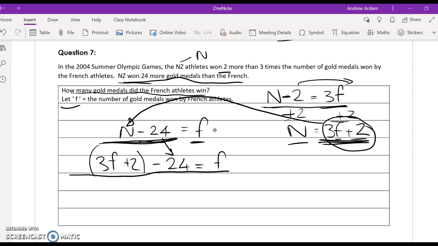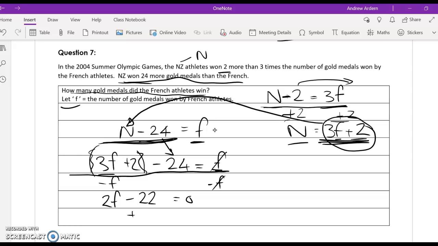Once I've got to there, I can just collect the f's together. There's more of them on the left than on the right. So I'll take away 1 from the left, 1 from the right. 3 minus 1. By the way, the brackets can drop because there's no multiplication, so we don't need the brackets there. 3f minus 1 is 2f. And plus 2 minus 24 is minus 22. Equals 0. So f cancels.